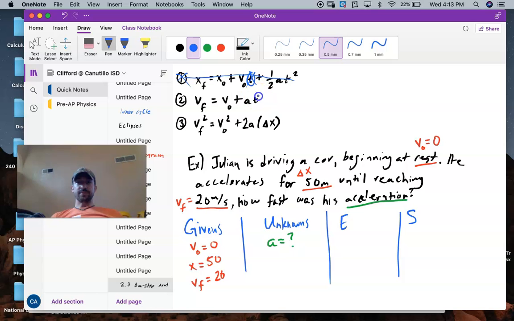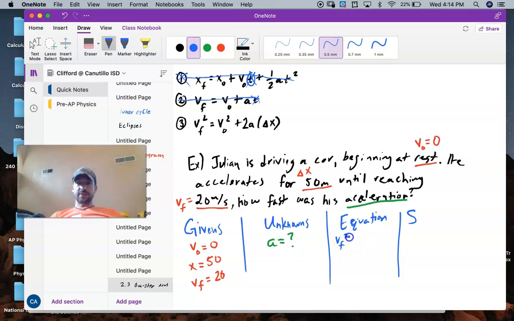Then we come to this one. This one also has time, so that's not going to be the one we're going to use. So we hope that we have everything here. So we have final velocity, we have initial velocity, we're looking for acceleration, we have the change in x. Okay. So that's the formula. That's the equation we're going to put here, and E stands for equation. Okay.